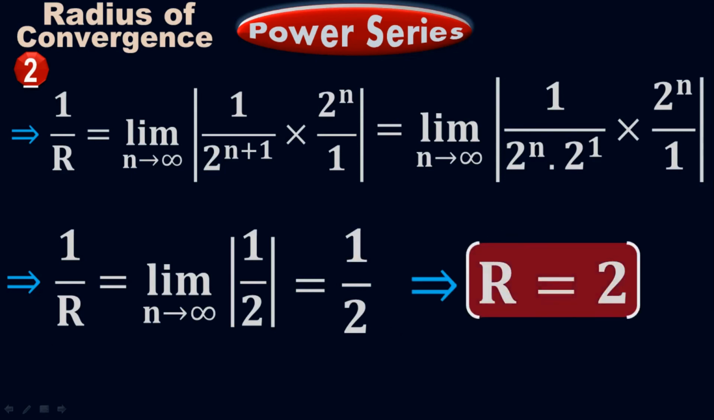There we got the radius of convergence. As I said, 1 over r equals 1 over 2. Do the cross multiplication. 2 times 1 is 2 and r times 1 is r. So this r is the radius of convergence, which is 2. We got the radius of convergence by applying the ratio test.